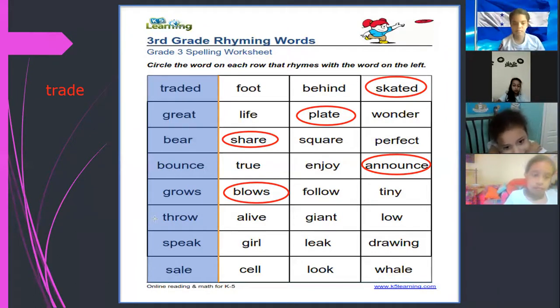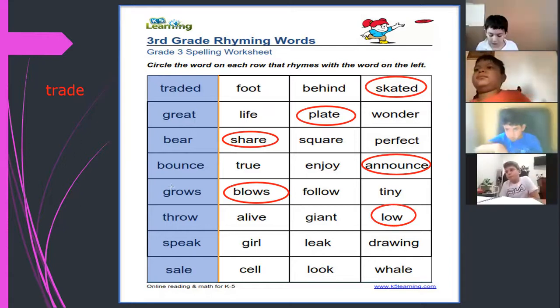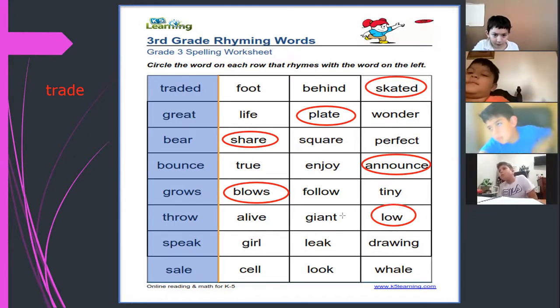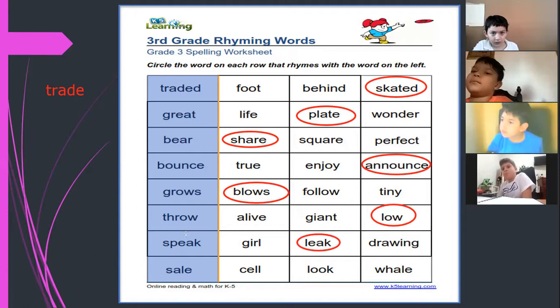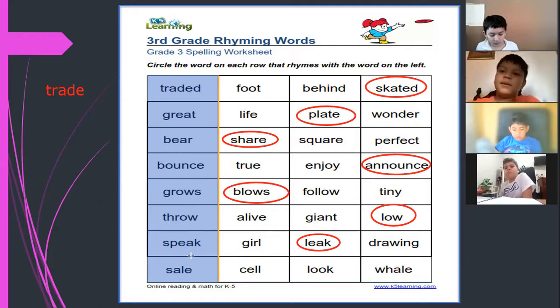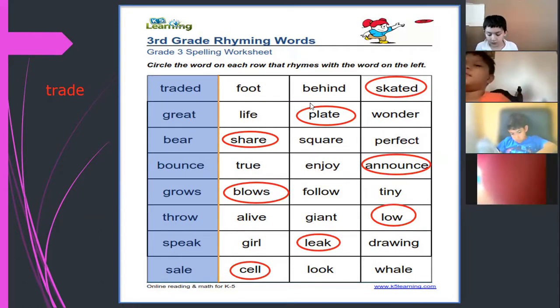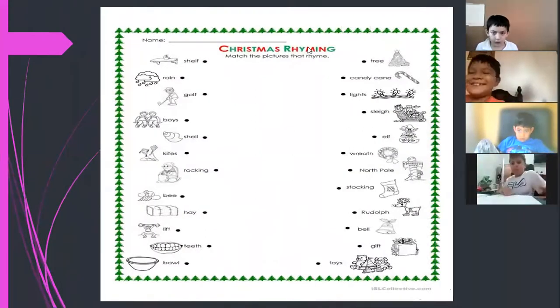Melanie, what word rhymes with throw? Low. Yeah. Next one, Gabriel, what word rhymes with great? No, sorry, with speak. Leak. Leak, exactly. Daniel, what word rhymes with sail? Sail. Good job. So the rhyming goes at the end. At the end.